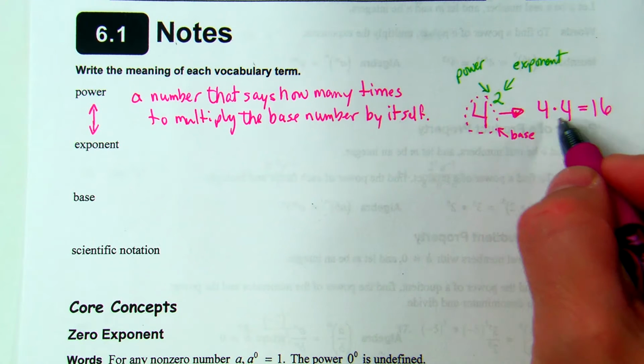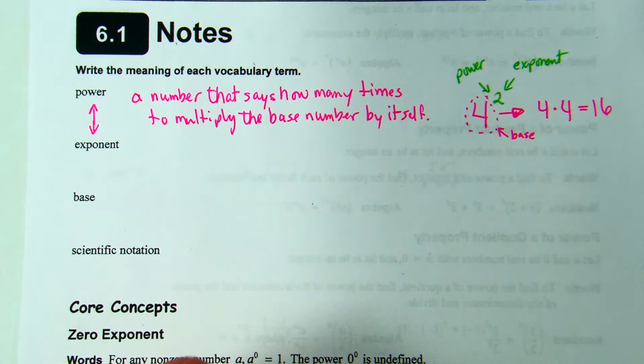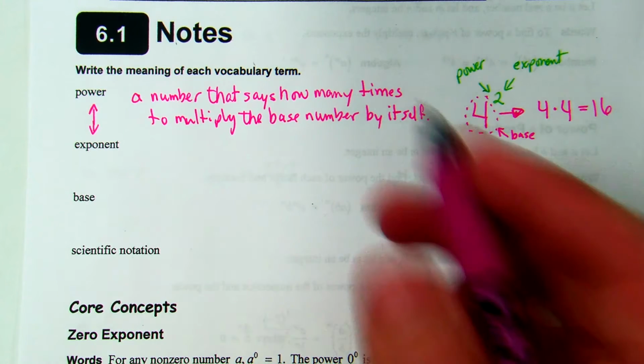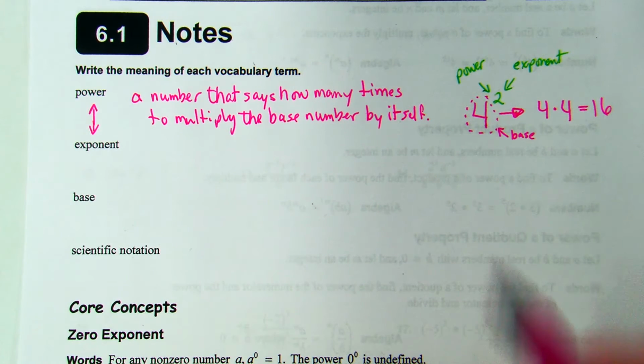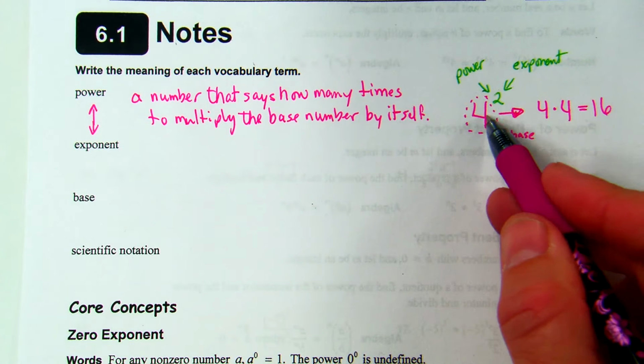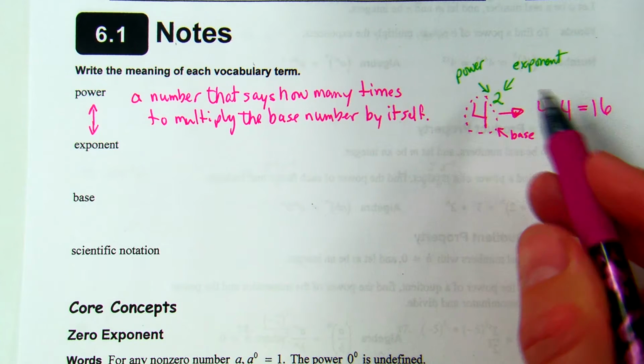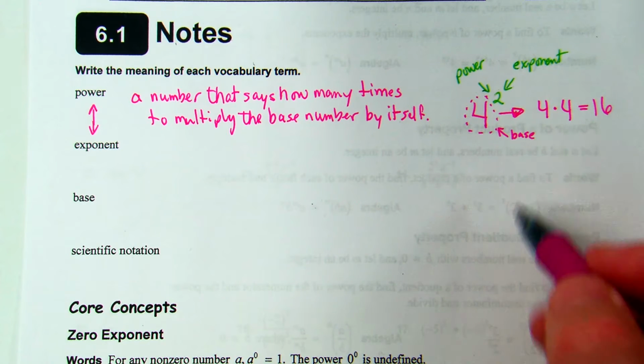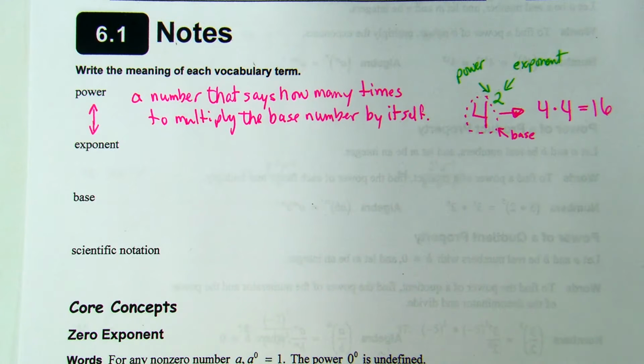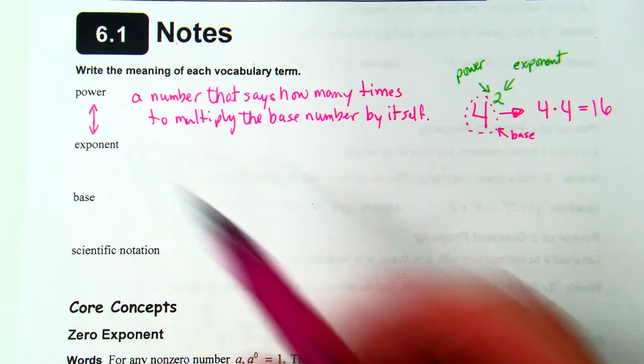So 4 times 4. And that's kind of just a brief definition of, not necessarily an exact definition, but it's kind of the Coach Williams version of the definition. It's a number that tells us how many times we're going to multiply this base number 4 by itself. And in this case, it's 2. If it was 4 to the 3rd power or to the exponent of 3, then we would have 4 times 4 times 4, and we'd end up with 64. So that's kind of an explanation here of powers and exponents.